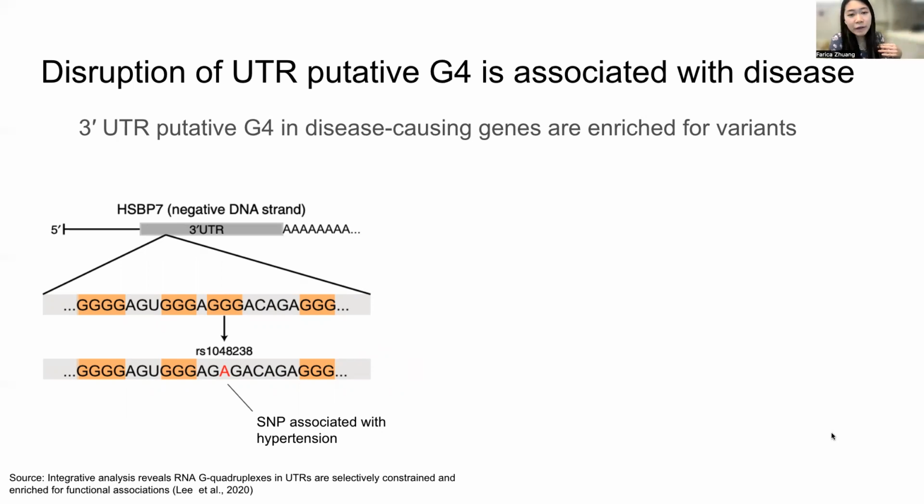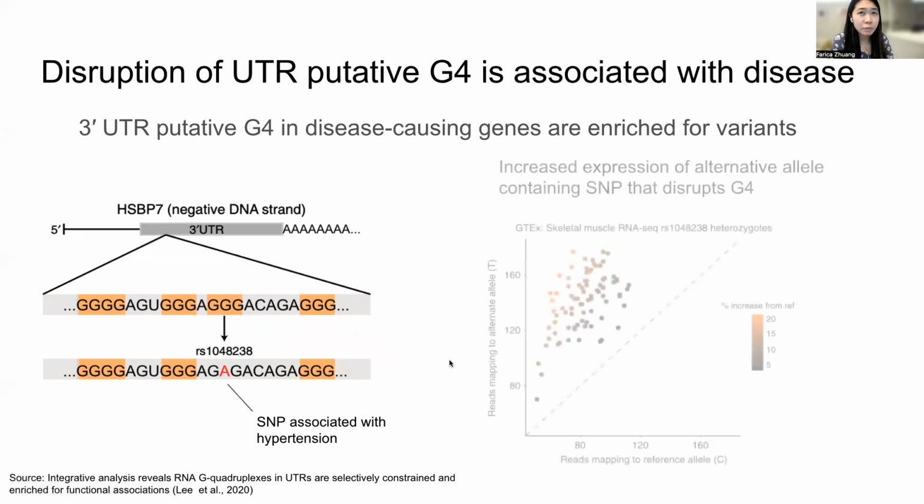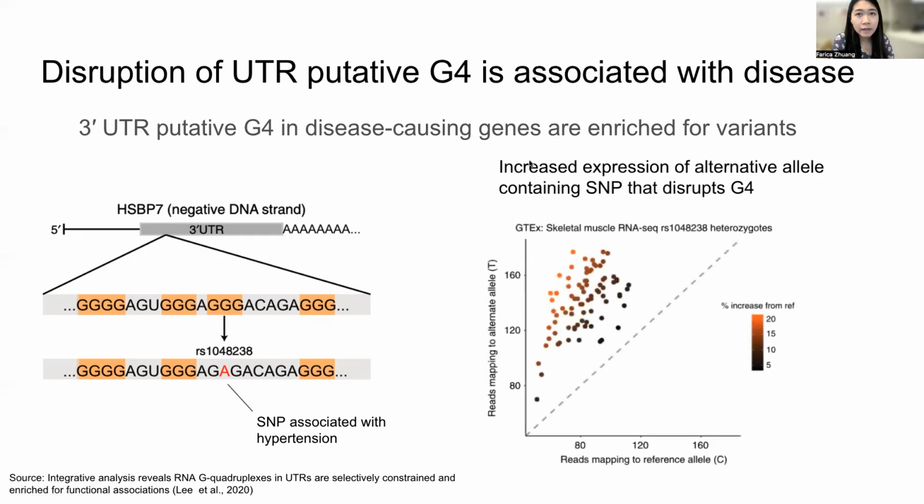So here we found that the alternate allele containing the SNP disrupts the G4 and is actually more highly expressed than the reference allele that doesn't have the variant that disrupts the G4. This shows that the variant disrupting the predicted G4 has an effect on gene expression, and that 3' UTR putative G4 in disease-causing genes are enriched for variants.